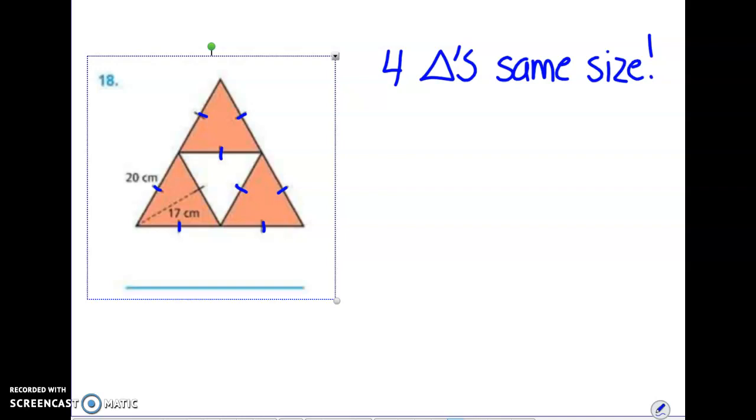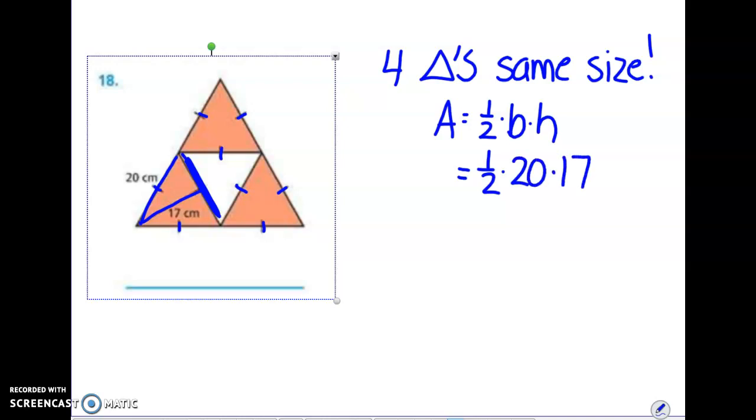So I'm going to look. I know the area of a triangle. I'm going to do half times my base times my height. If I look at this triangle right here, I've got a 17. And then since this side right here is 20, that tells me this is also 20. So I'm going to be doing, wow, same numbers again. Half times 20 times 17. Just like I did on the previous problem, I'm going to make it a little bit easier for myself. I'm going to take half of 20 and say that's 10. And 10 times 17, the area of each triangle is 170 centimeters squared.